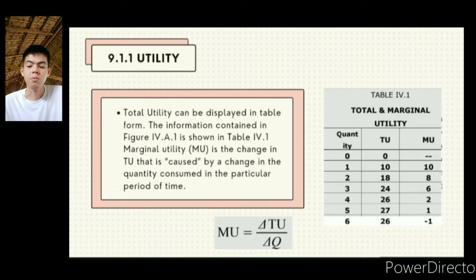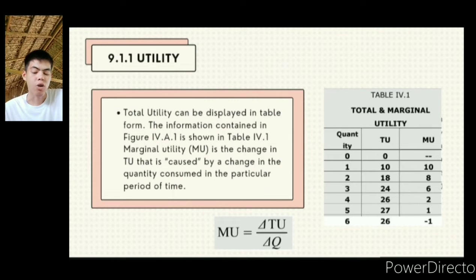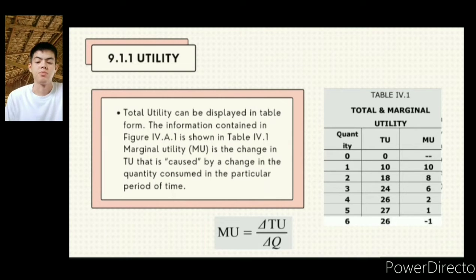Total utility can be displayed in table form, as we see in the presentation. The information in this table is the information contained from the figure 4.8.1. Dito sa table na to, kasama yung marginal utility. Diba sabi ko kanina, ang marginal utility ay ito yung pagbabago sa total utility sa pamamagitan sa pagbabago ng bilang na nagamit or na-consume na goods sa pagtagal ng panahon.